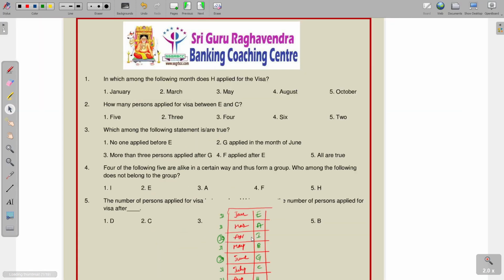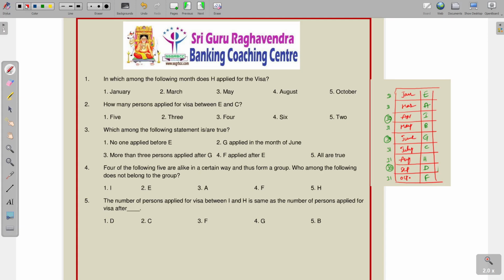Let us move on to the questions. See the first question. In which among the following months H applies? So H applies, that is August. How many persons applied between E and C? Between E and C there are 4 persons. Which among the following statements is true? First, no one applied before E, correct. G applied in the month of June, it is also correct. So 2 options are correct.